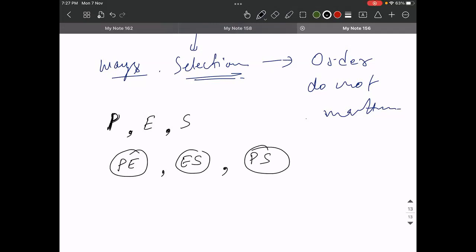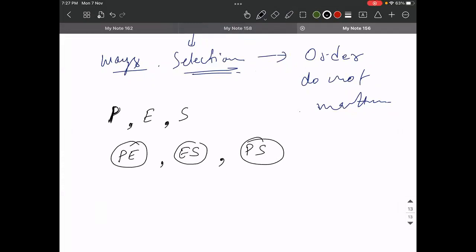But if I ask you to pick in a particular order, either first you can pick pencil, then eraser, or eraser, then pencil, or eraser and sharpener, then sharpener and eraser, pencil and sharpener, or sharpener and pencil. Now you see you're picking in a particular order. Here order matters, in which order you are picking. So those are the two different events.